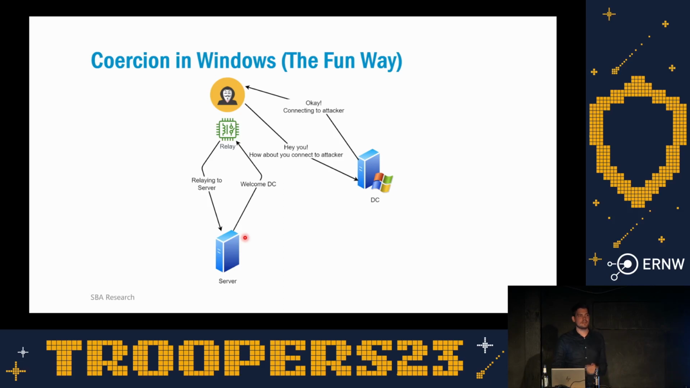Here we just add an NTLM relay. So the attacker again tells the domain controller, connect to somewhere. Just this time it's back to us. We relay this authentication by the domain controller to a server, and the server will see, okay, you're the domain controller, you have maybe some permissions here or not.